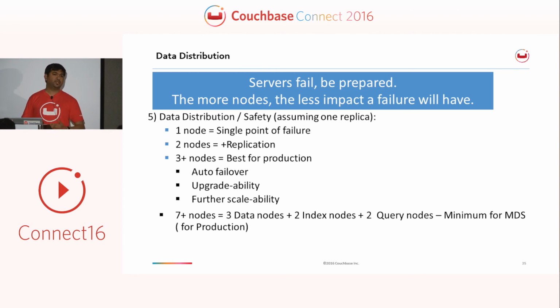What happens if you have 2 nodes? There is going to be a split brain scenario. Let's imagine you have node A and node B. There is a network hiccup, and node A will try to fail over node B, and node B will try to fail over node A. That's not going to work. So 2 nodes is equally bad as 1 node. 3+ nodes is always good for production, which will help you with auto failover, upgrading, and further scalability.